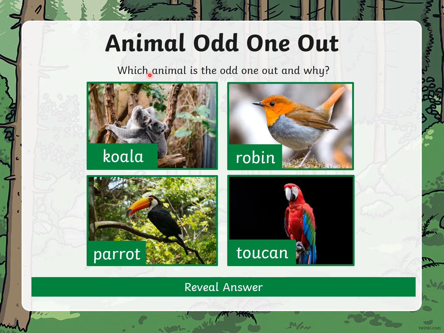Now we know that the odd animal out then has to be the koala, because look, the koala has got fur. We can see its ears. Can't see the ears on the birds. Hasn't got a beak, and it definitely hasn't got wings.